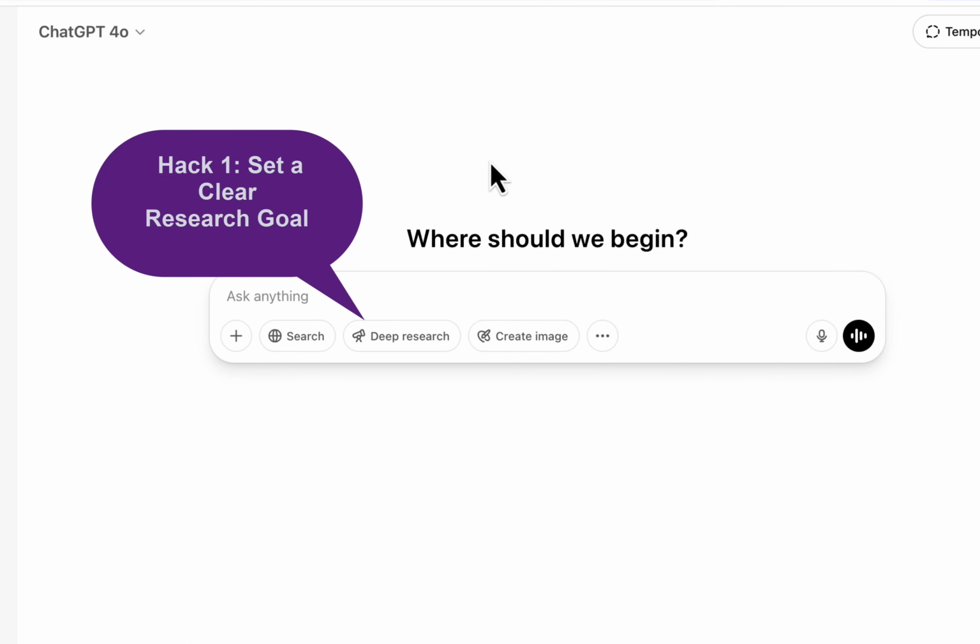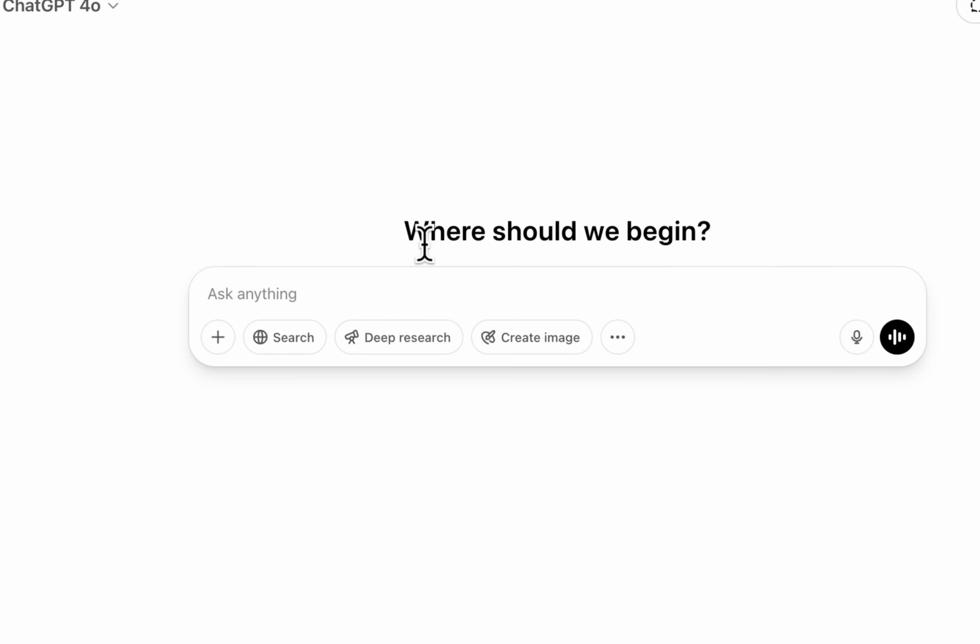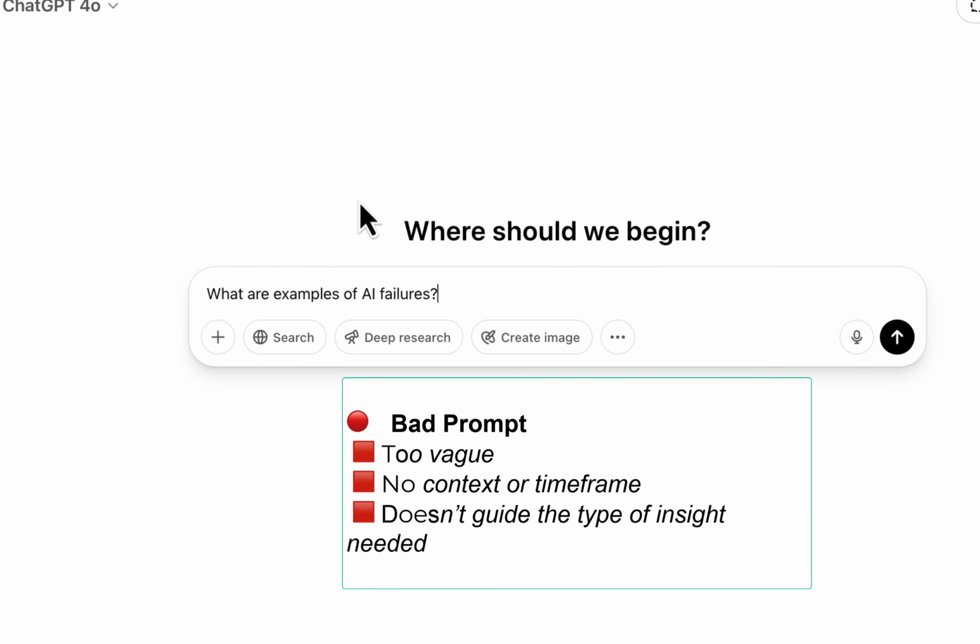So let's get started. For our first hack, we need to set a clear research goal. And this is really important because just like a well-defined research project, the clearer your question, the sharper your answer is going to be. An example of a bad prompt would be, what are examples of AI failures? The reason this is a bad prompt is that it's too vague, there's no context or time frame, and it doesn't guide the type of insight that we need.